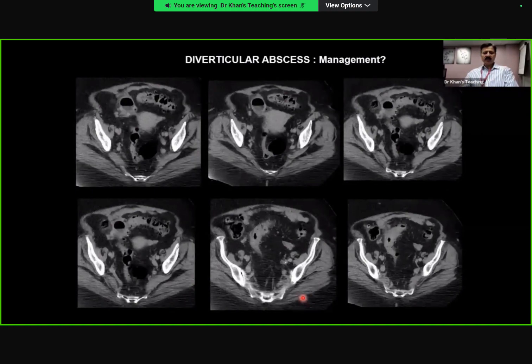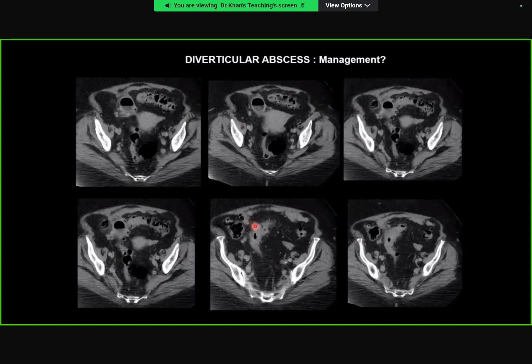Now, this is a case of complicated diverticular disease where you can see these diverticuli. There is an abscess formation here. Candidate 2, viva question. How will you manage? We have selected axial slices of the pelvis, deep pelvis. I have given you the finding. You just give me the management. There is an abscess, and this is complicated diverticular disease. My question is, how will you manage? This is a viva question.